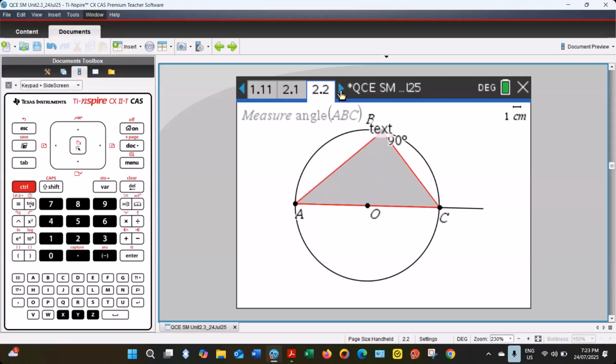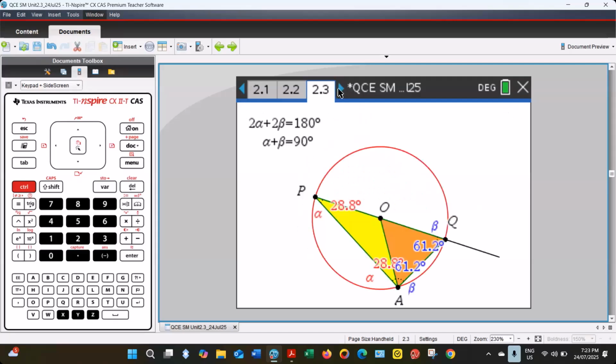And how can I prove that that works? That's a very simple proof. The sum of angles in a triangle is 180. So if I call these two angles in red alpha and the two in blue beta, then 2 alpha plus 2 beta is 180. So alpha plus beta must be 90.